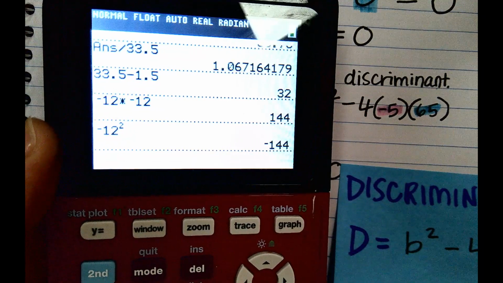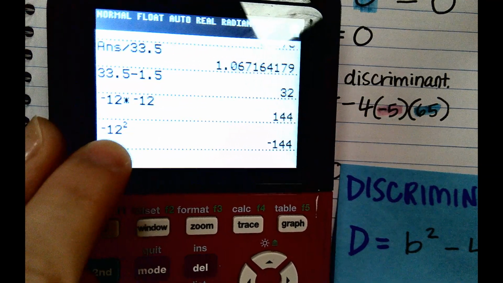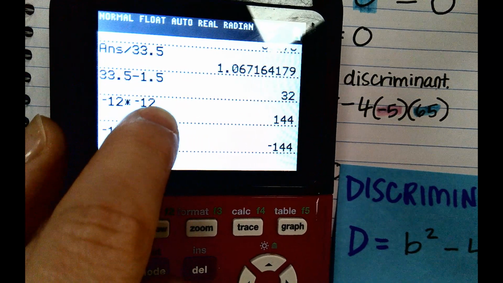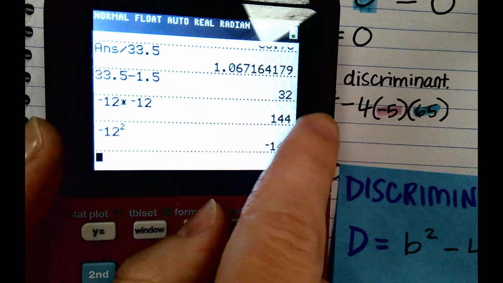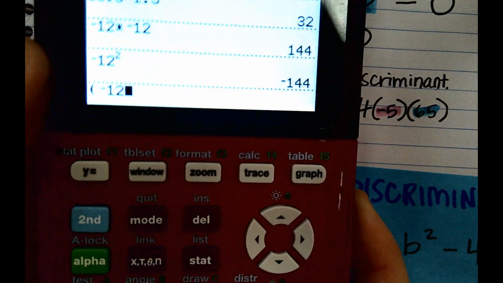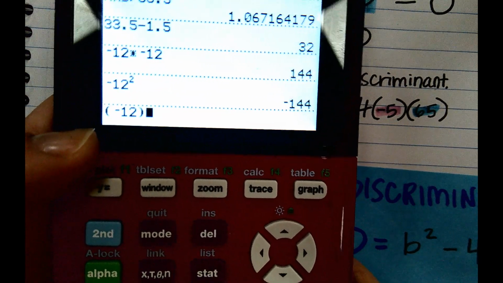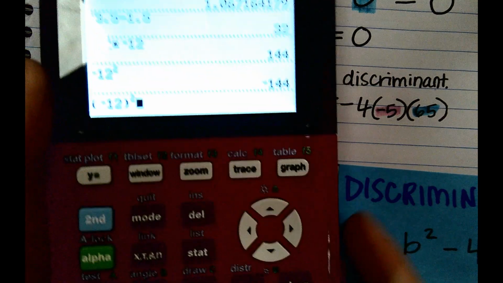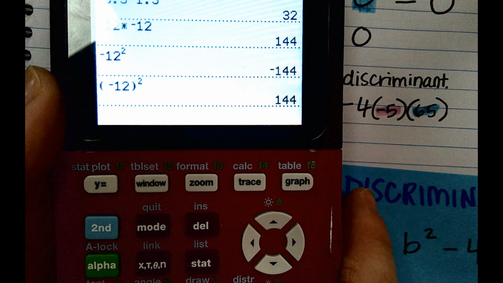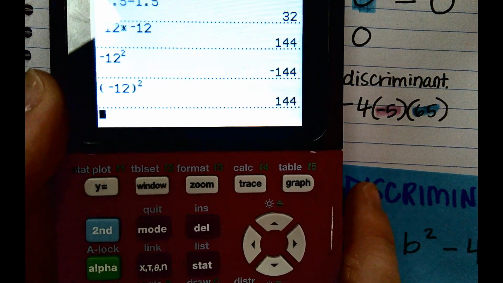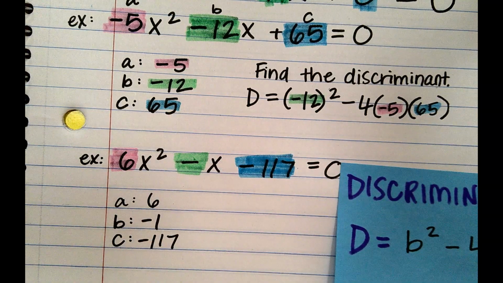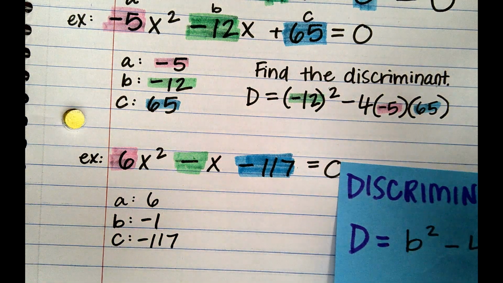Really, exponents are telling you how many times to multiply that number by itself. So negative 12 times negative 12, or negative 12 squared, is positive 144. If you want to use the squared button, you will also need to use parentheses around your negative number. Then you can square it, and now it will give you the correct answer, because now your calculator sees, oh, I'm squaring the whole thing, not just 12. So negative 12 squared is 144. I'm going to bring that down.